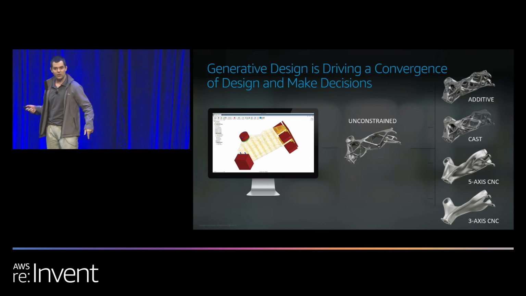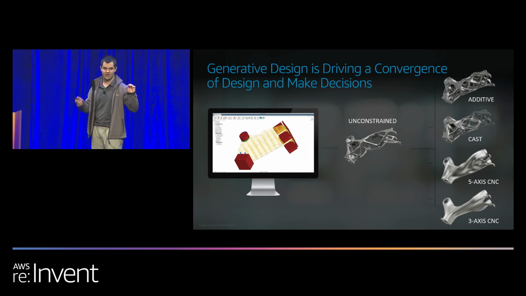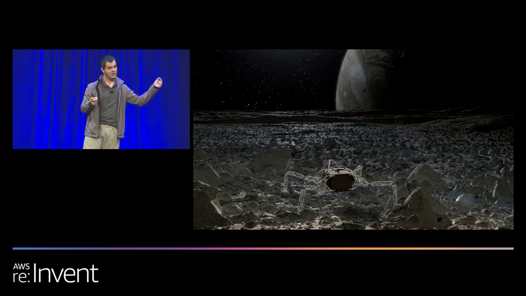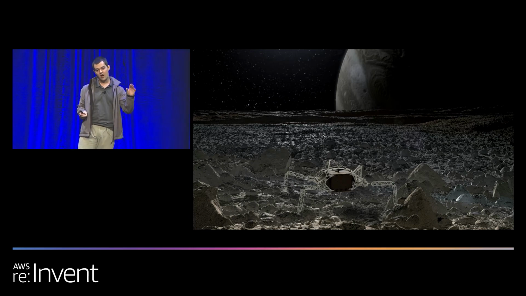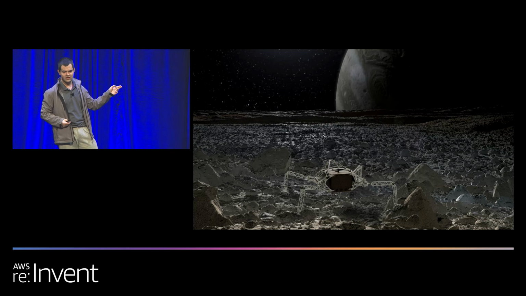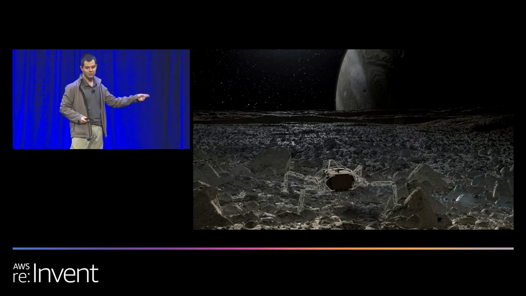Here's an example that you may have seen already if you were at the Midnight Madness. This JPL Lander is actually made with generative design. Autodesk has been collaborating with NASA's Jet Propulsion Lab on a project to design a lander to search further out in the universe for signs of life on other planets.